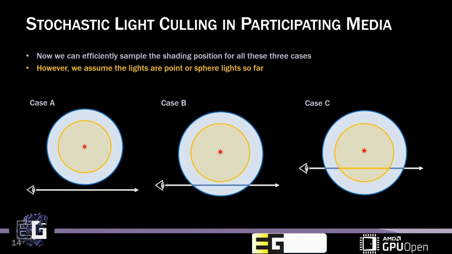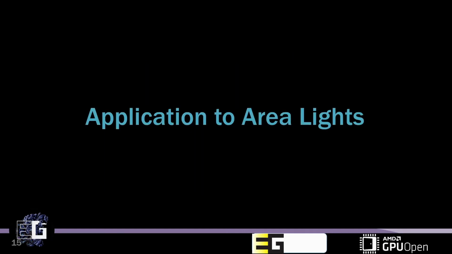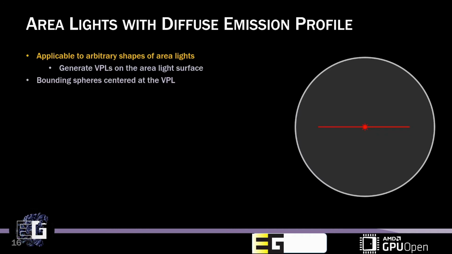However, so far, we assume the lights are point or sphere lights. Then, the question is, can we apply this method to area lights? I will explain it from now on. Our method is applicable to arbitrary shapes of area lights by generating VPLs on the area light surface. Simply thinking, we can consider bounding spheres centered at the VPL position, similar to the point light case.